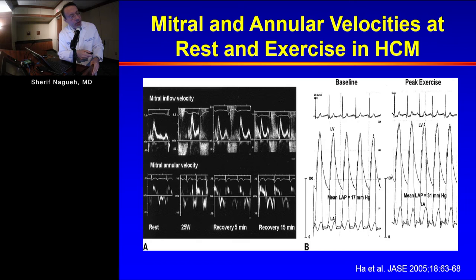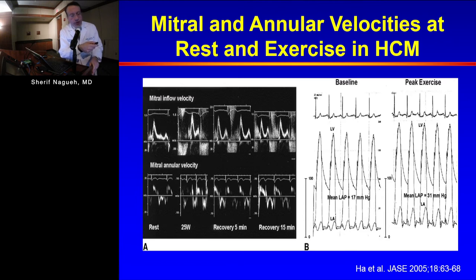What you're looking at baseline is LV aortic pressures. Lower down is the LA pressure. The patient has no gradient. So LV peak systolic and aortic peak systolic pressures are the same. Mean LA pressure is 17. This patient has a prominent V wave.